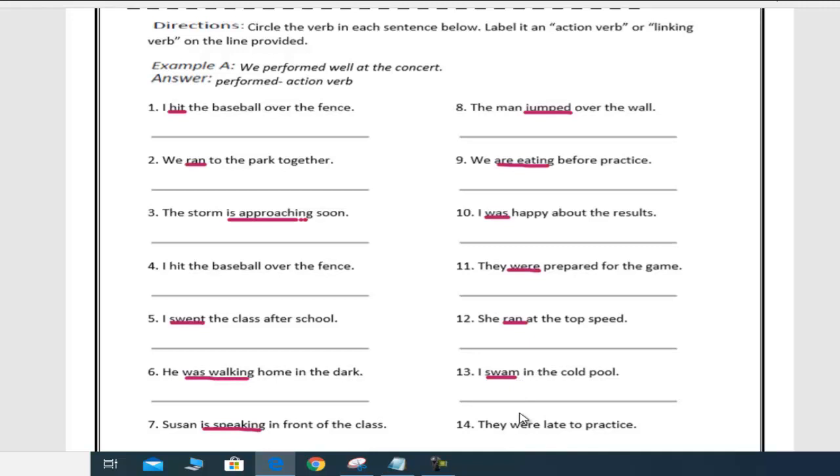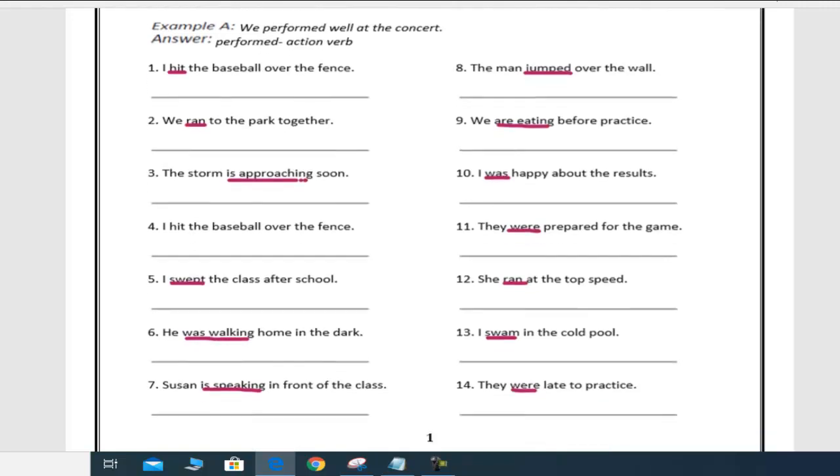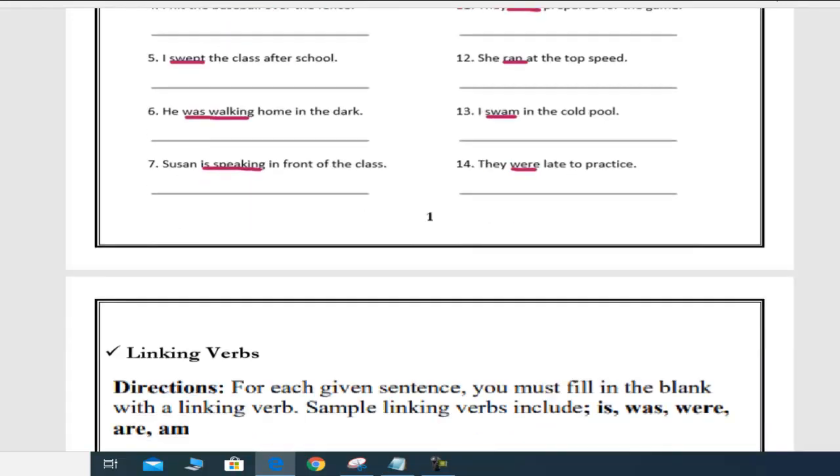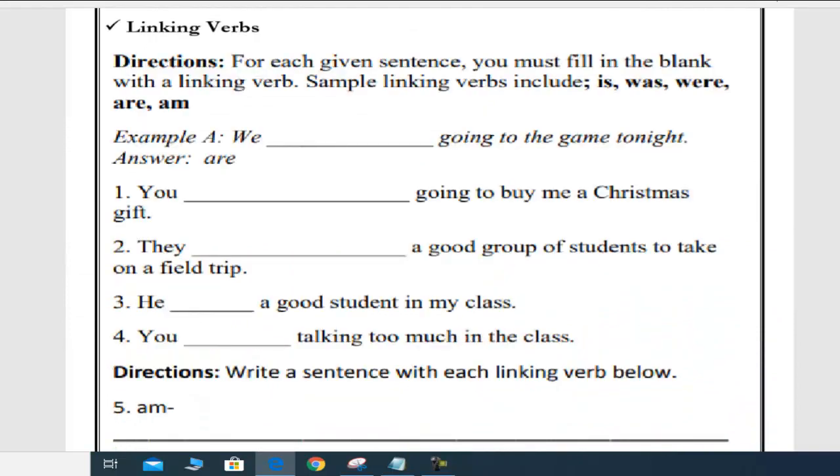They were late to practice. How were they? They were late. Okay, so where, it's a linking verb. It connects the subject they to the adjective late in the predicate. Let's move to the next exercise. For each given sentence, you must fill in the blank with a linking verb.